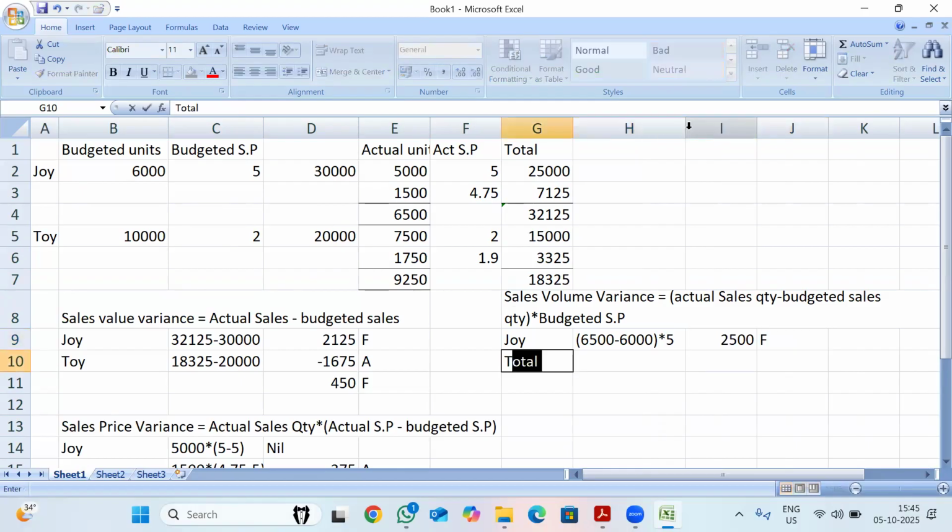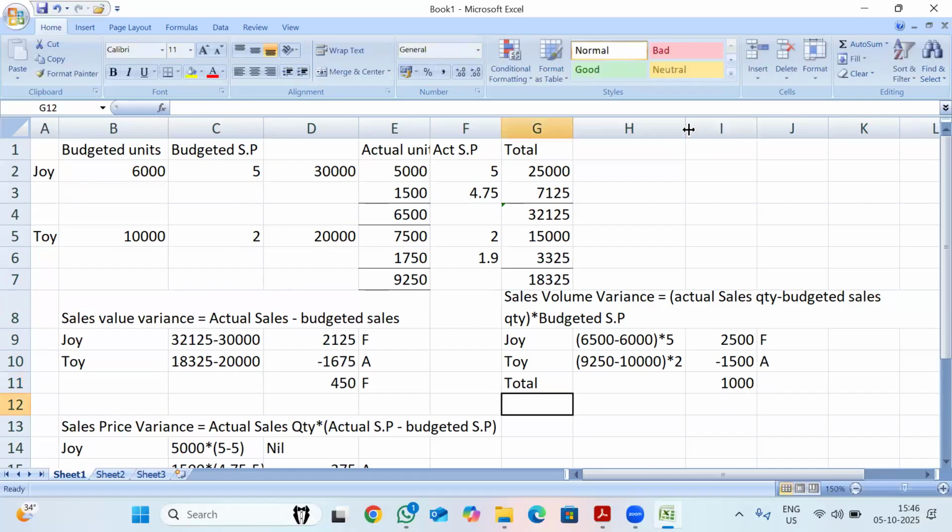Then let's calculate for Toy. For Toy, the actual quantity is 9,250, but the budget is 10,000. So my actual is less, so it will end up as adverse. So an adverse variance of 1,500. So let's calculate the total. The total is 1,000 rupees. So this is coming in positive, so the total variance is in favor. So hope till now it is very clear for you.